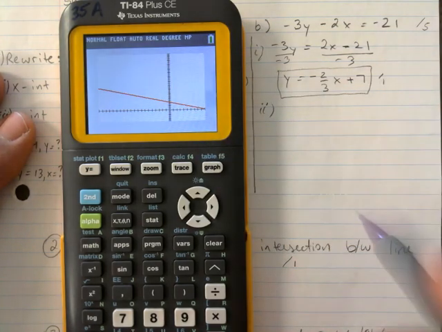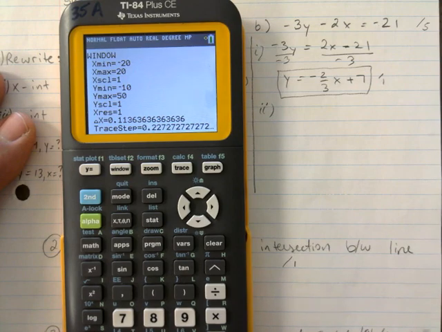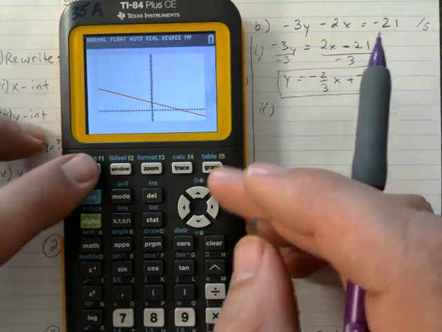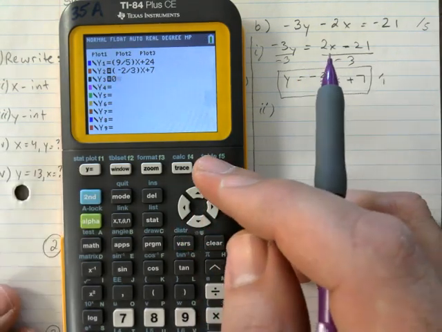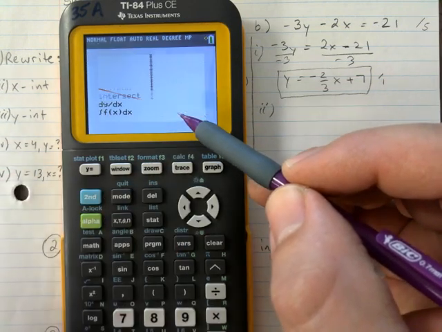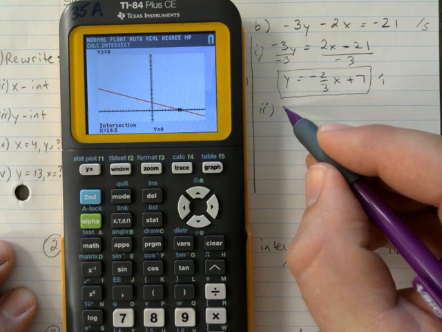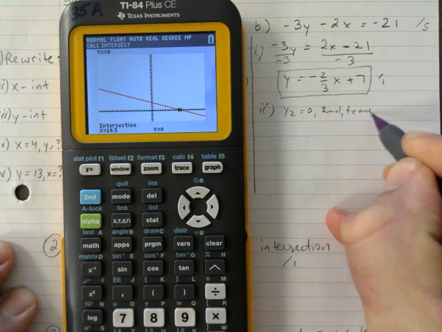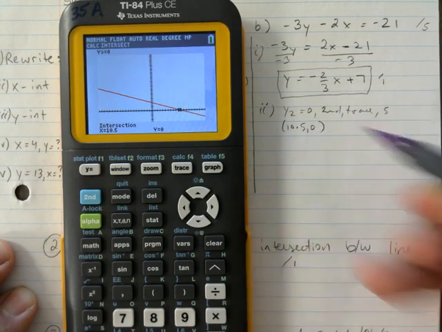Perfect. I maybe need to change the x max a little bit. I'm going to change that to 20 to see a bit more, right? And then I go to y equals. I make y3 equal to 0. It doesn't matter, right? So it's where the intercept happens. So that's y2 equal to 0, second trace 5, and the intercept is 10.50.